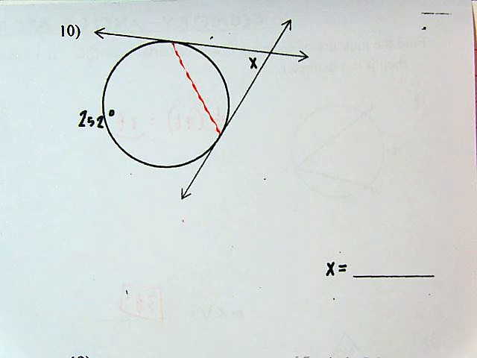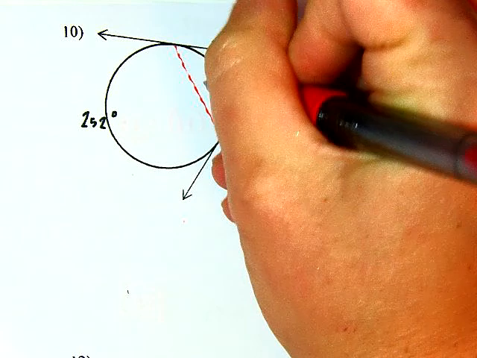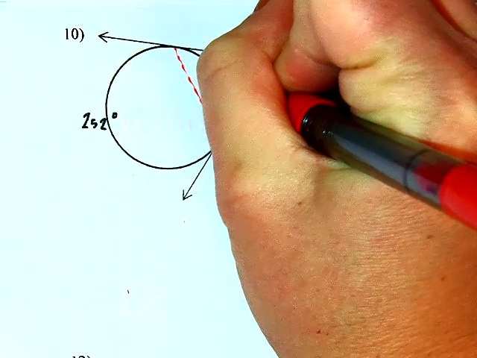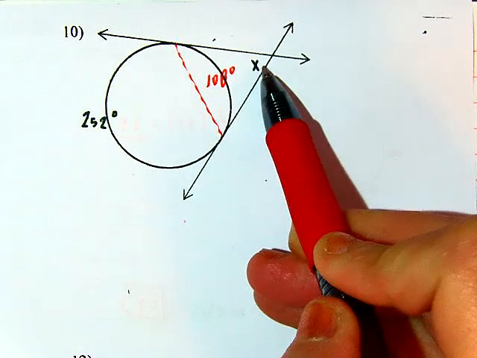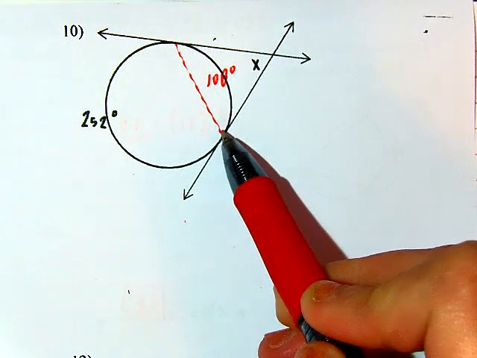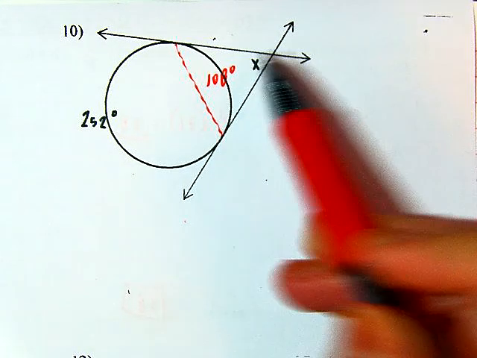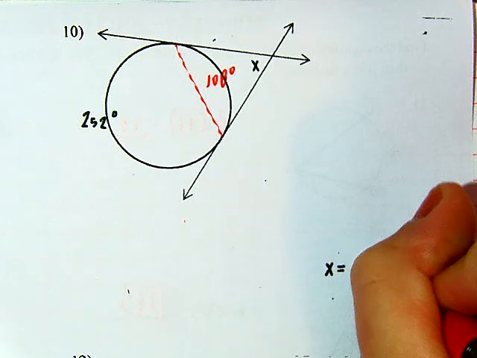All right, so right now with that 252, if I build off of that, I know that that smaller arc would have to be 108. So here's my 108 right here. So to get to X, again, because these are two tangents, I know that X and this arc of 108, they're going to be supplements. So I know right away that it's 72.